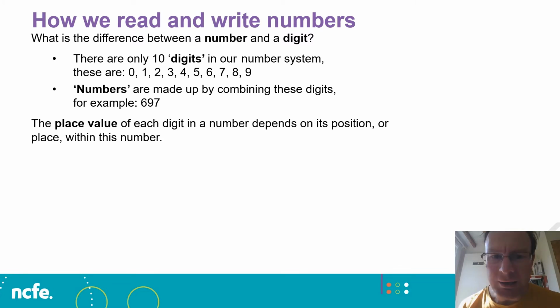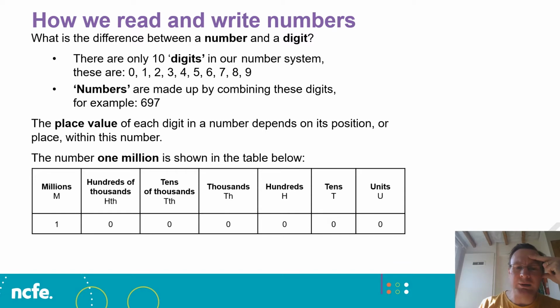The place value of each digit in a number depends on its position or place within that number. If you look at the line above, we've got this number 697. Each of those digits has a different place value within that number. So we'll start breaking that down a little bit.